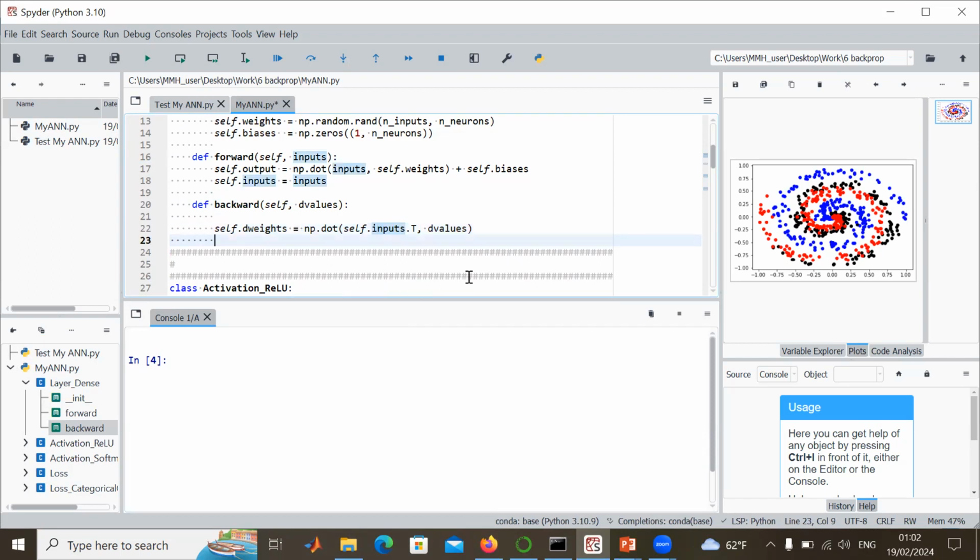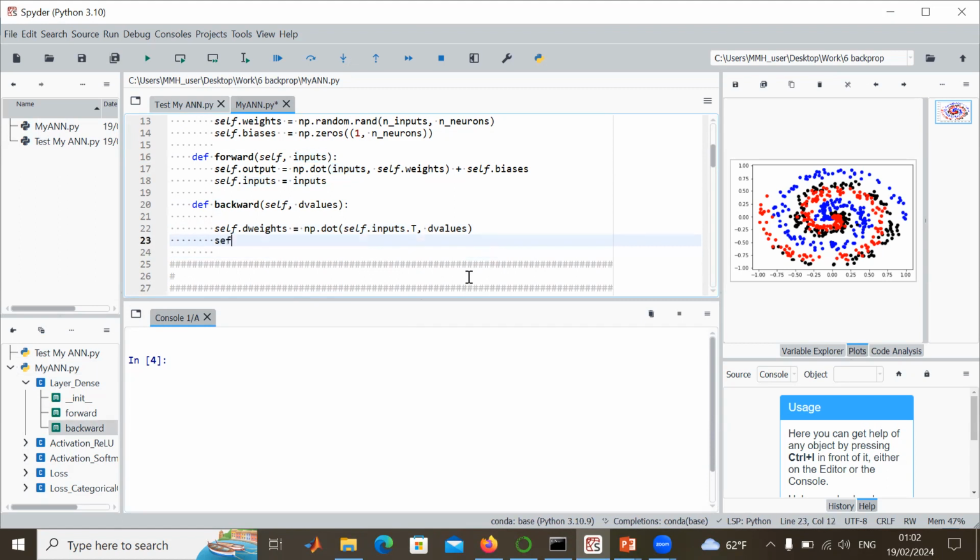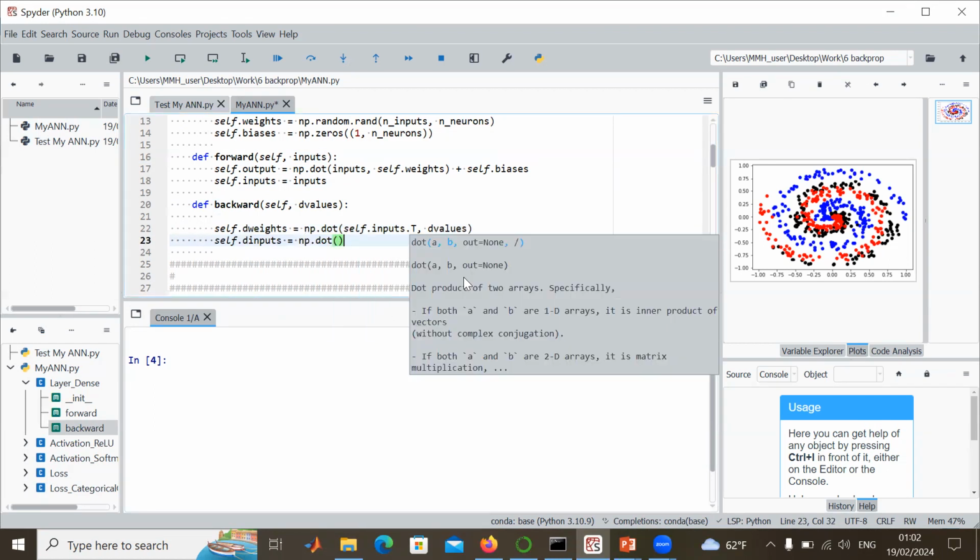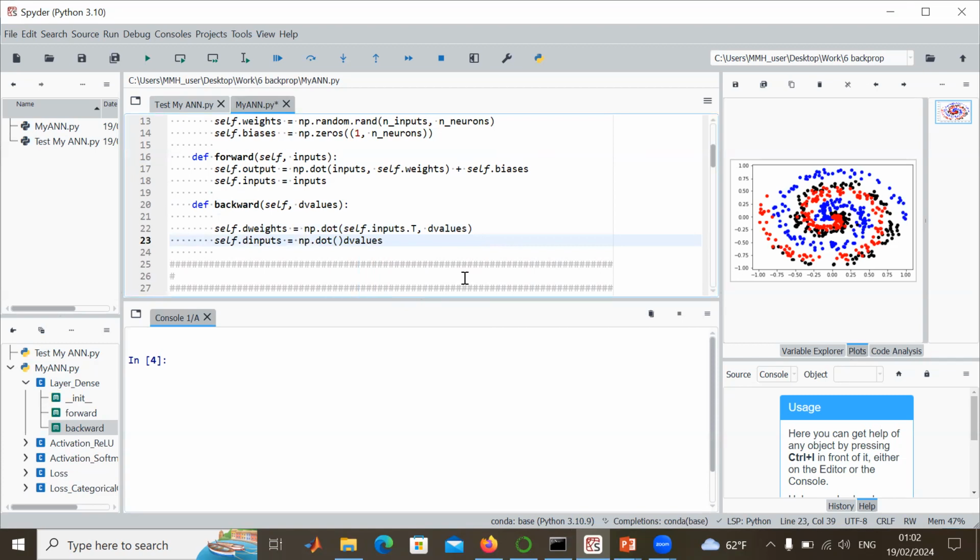And then we also want to change the inputs, if it's not the first layer, and that's np.dot of d values times the weights. That's it.